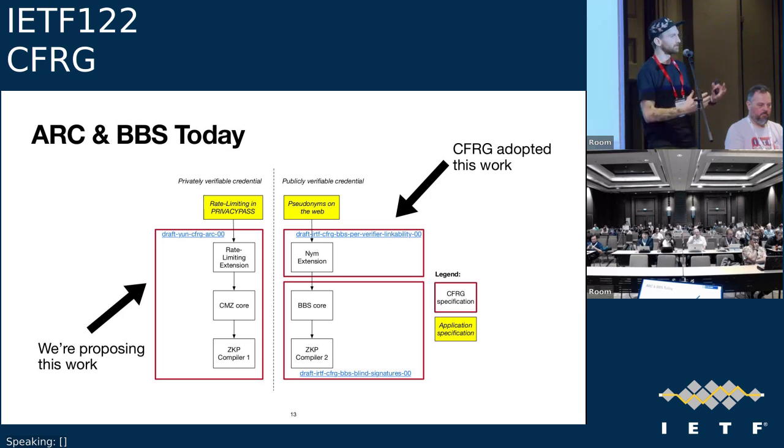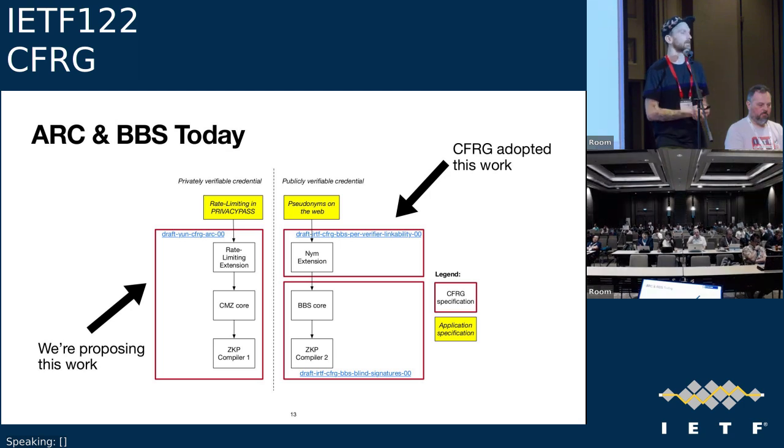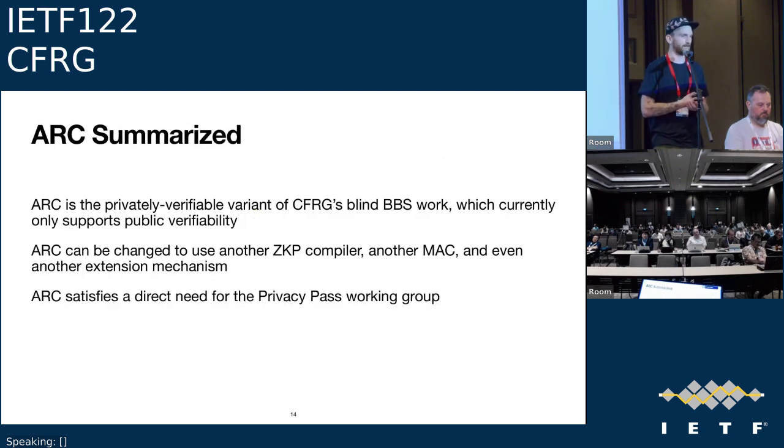On the left, we've specified ARC, which is the privately verifiable version or complement to the BBS flavor of things, built with the intention of implementing rate limiting and Privacy Pass. Probably should have slapped these slides around, but that's okay. Pin that image in your mind for just a moment if you can. I apologize. Just to quickly summarize what ARC is all about.